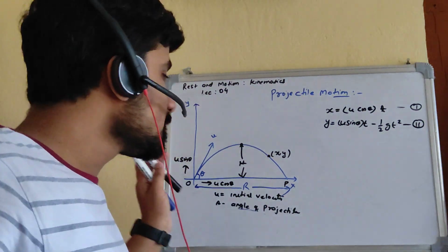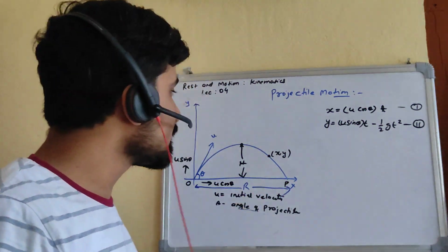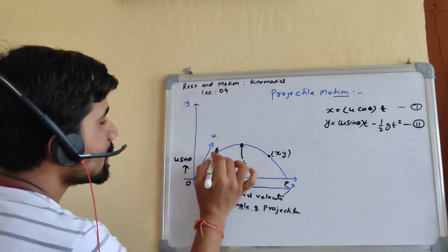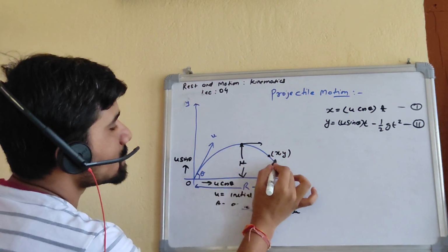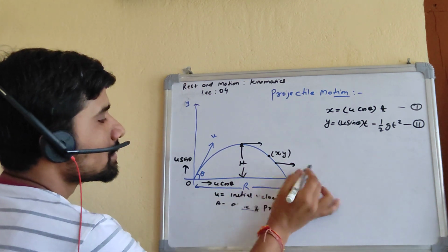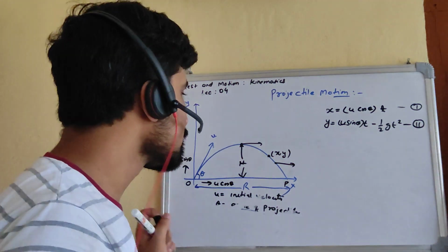We discussed that this projectile has acceleration only in y direction. In x direction there is no acceleration. So at every point, if you see, it will have velocity in x direction also, which is same as u cos theta at every point, right? At every point there is a velocity in x direction which is u cos theta.